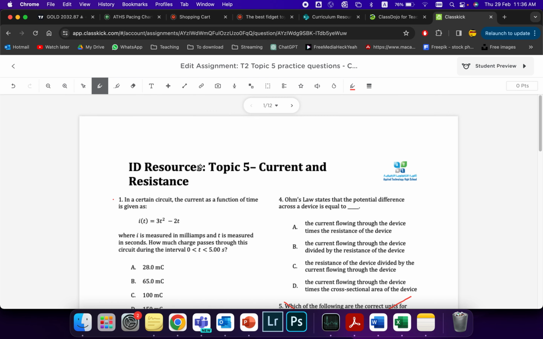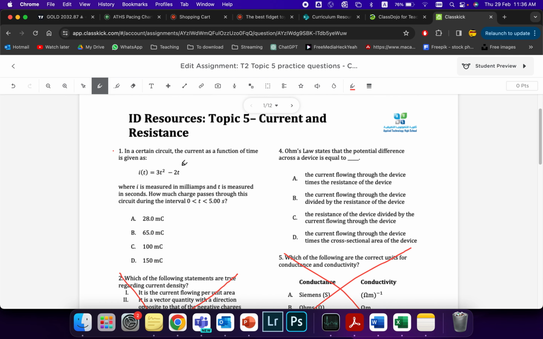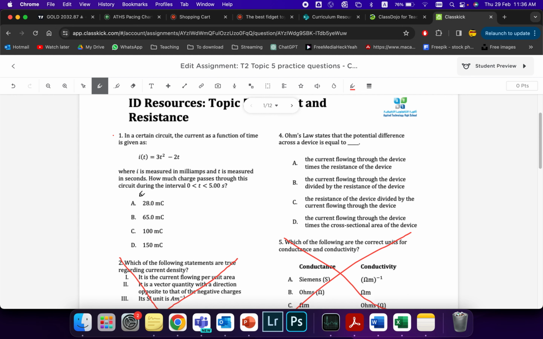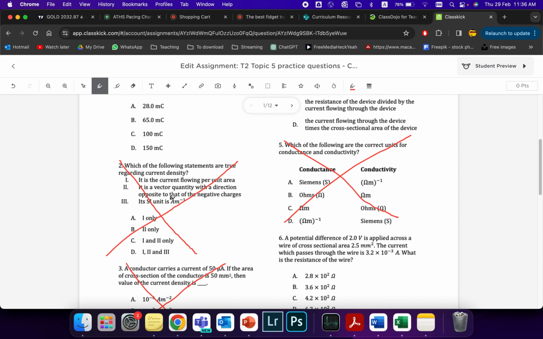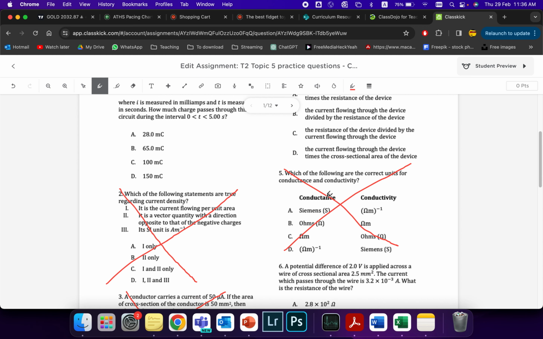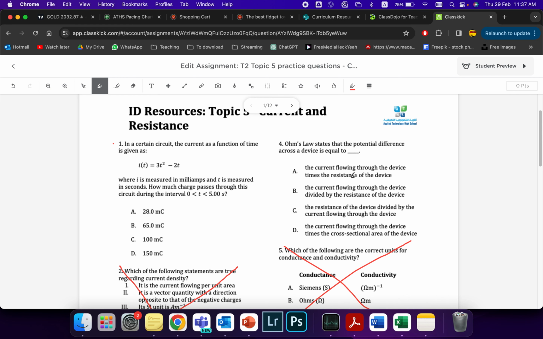So let's get started. First things first, in a certain circuit, the current as a function of time is given here, here, and here, when t is measured in milliamps. And we did this in class, so no need to go through that one again. These two, and this one has been cancelled, so no need to do it.